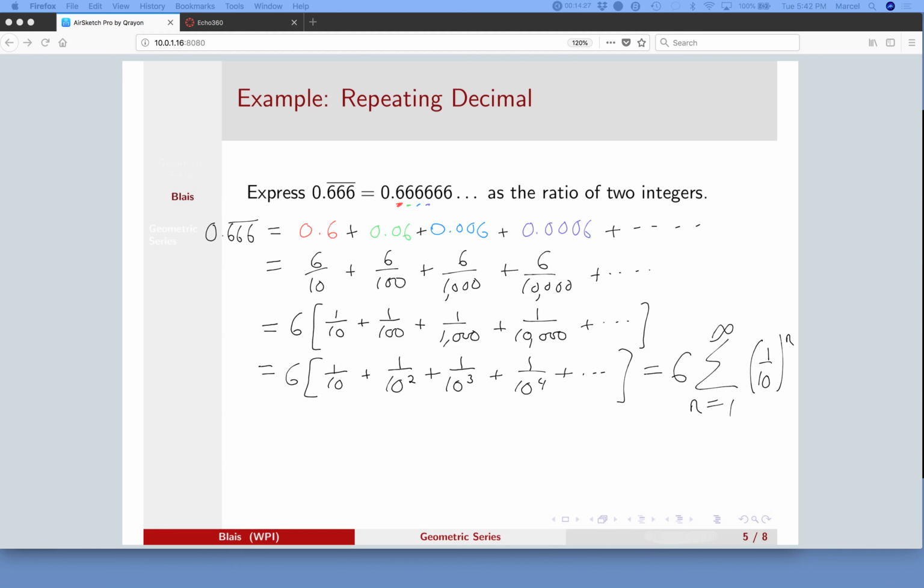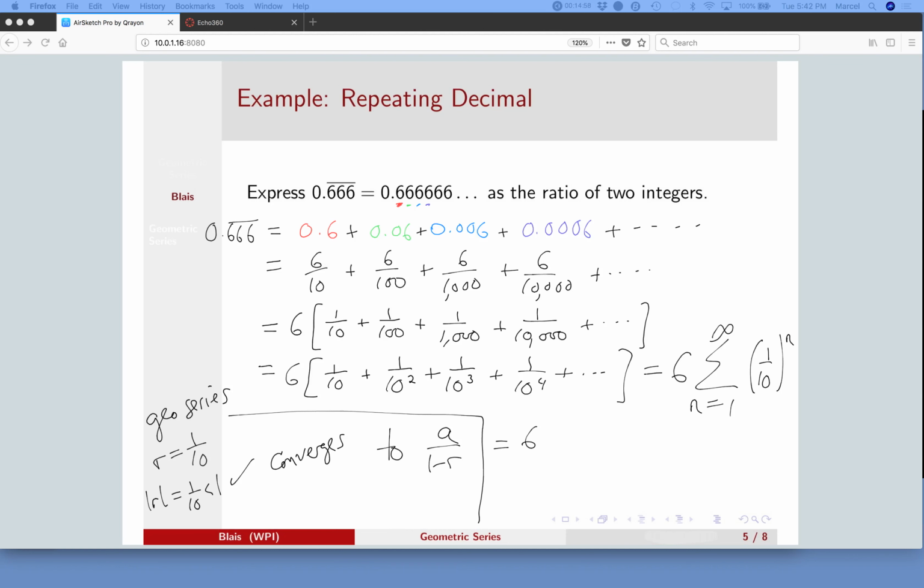But again, this is a geometric series where r is 1 over 10. That means it will converge, since the absolute value of r is a tenth, which is less than 1. So we converge. And remember, it converges to a over 1 minus r. So this series converges to 6 times a over 1 minus r. Don't forget about that 6 that was out front.